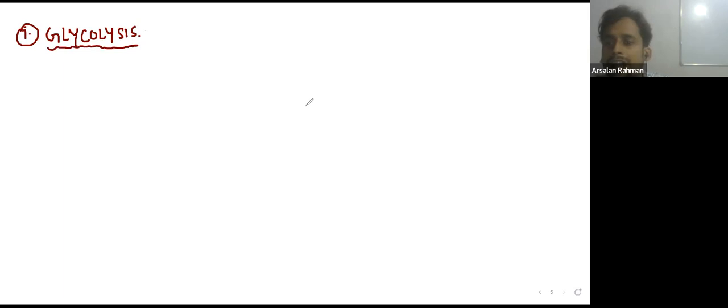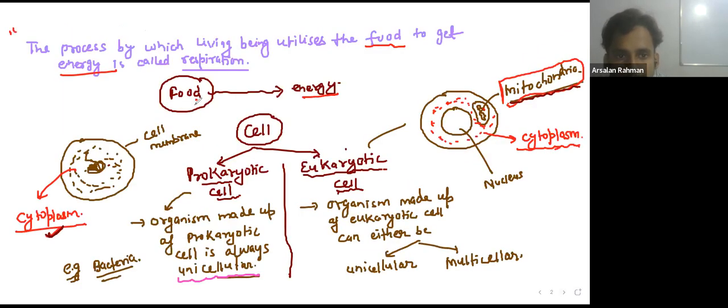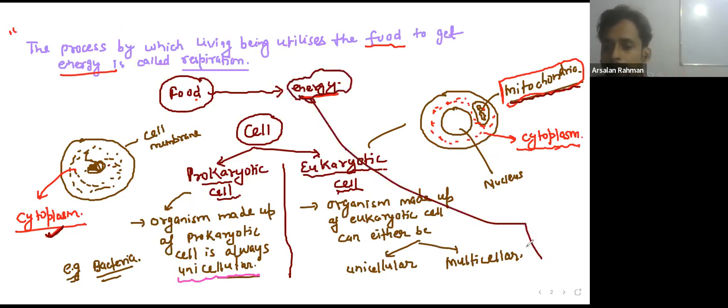Okay, let me move forward and discuss the first step, that is glycolysis. So what is our aim? Our aim is to convert food into energy. That is, we have to break the food into energy.